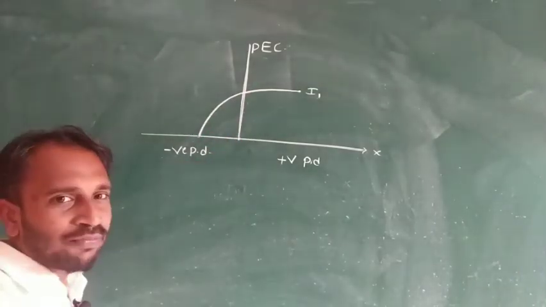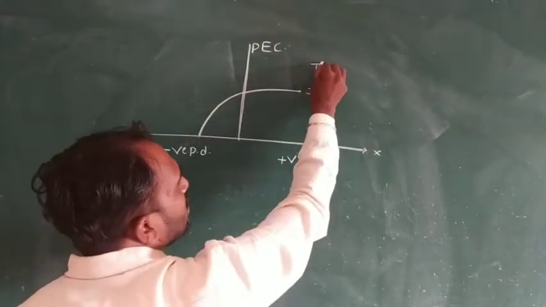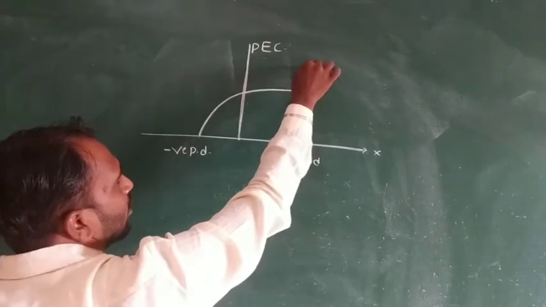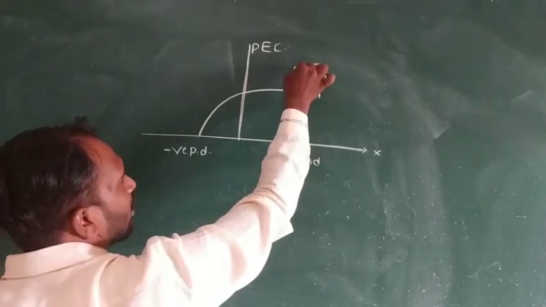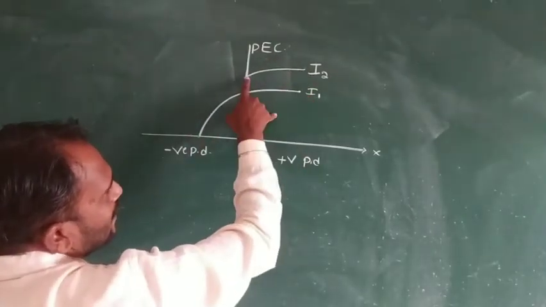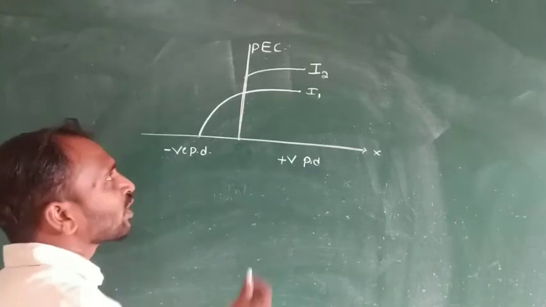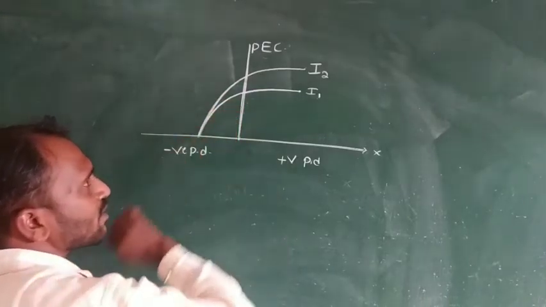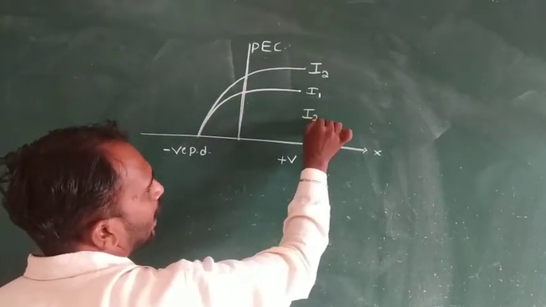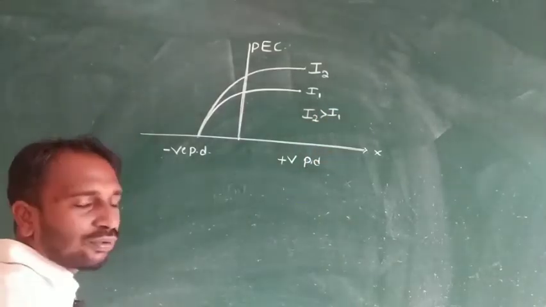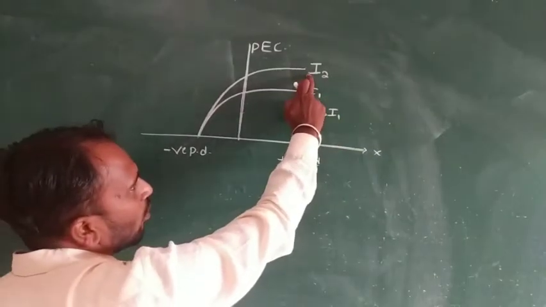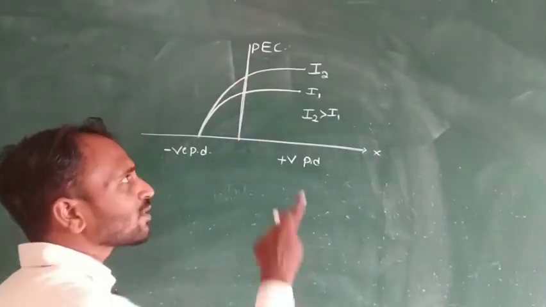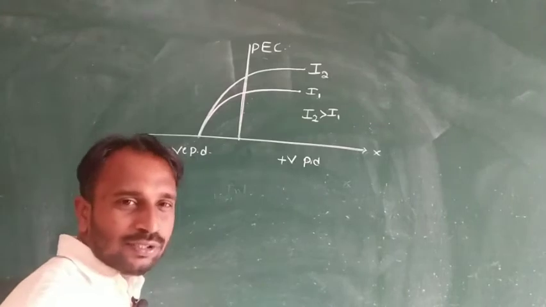Suppose we consider a greater intensity of radiation, I2. When intensity increases, the photoelectric current increases. Then when a negative potential is applied to the collector, the photoelectric current becomes 0. Here I2 is greater than I1, meaning the intensity I2 is maximum compared to I1. When intensity increases, the photoelectric current increases, and when intensity decreases, the photoelectric current decreases.